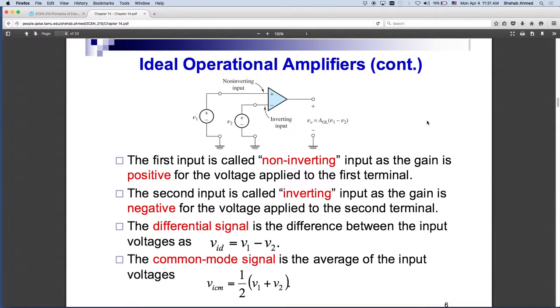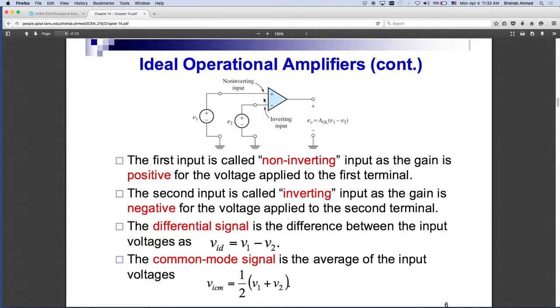So we talked about, there are some more definitions. VID is the differential signal, I called it VX. They call this the differential signal, V1 minus V2. And then there's another definition called the common mode signal, which is the average of the two inputs. The op amp has 0 gain for the common mode signal and infinite gain for the differential signal, right? So if V1 and V2 are the same, what does this mean?